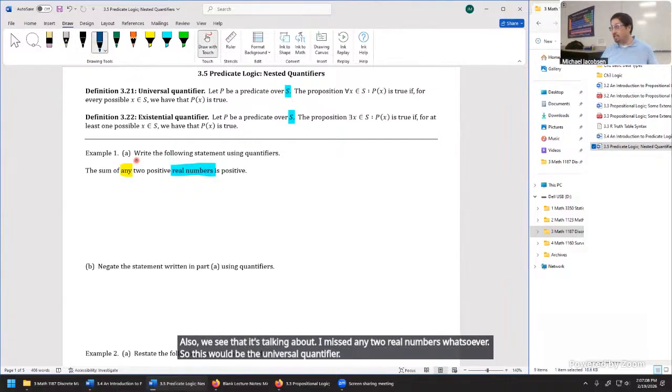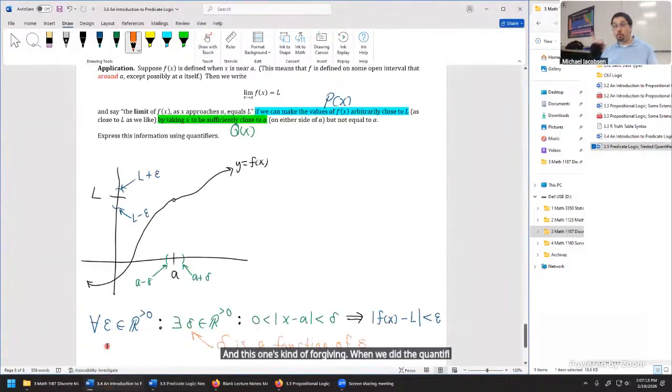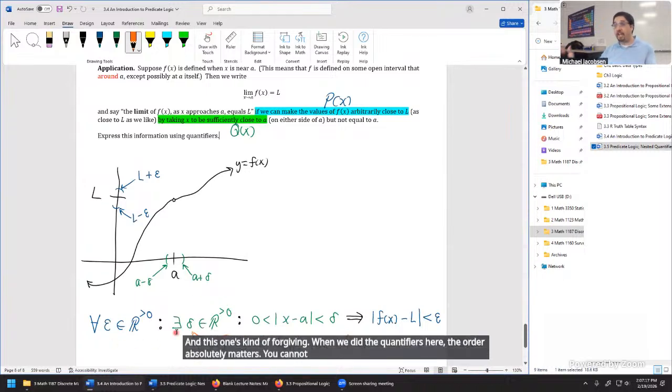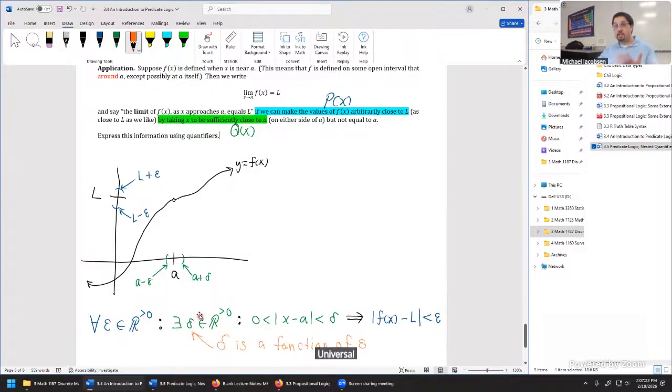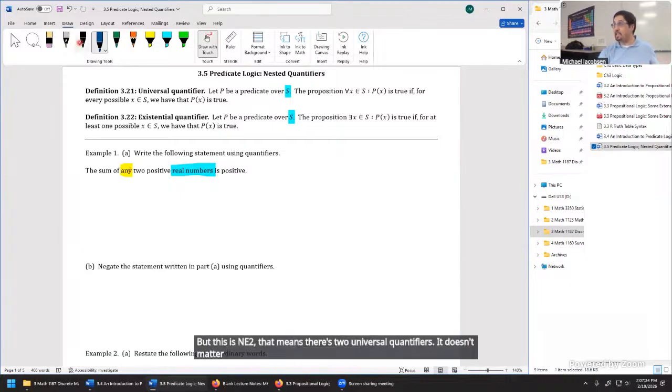And this one's kind of forgiving. When we did the quantifiers here, the order absolutely matters. You cannot put this first. You've changed the entire statement, and that's kind of shocking in a certain sense. Universal with an existential implies a specific order whenever they're mixed. But this is any two. That means there's two universal quantifiers. It doesn't matter the order that we put these down.